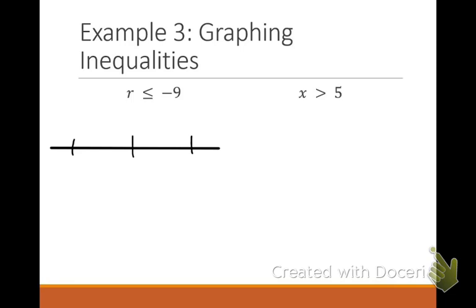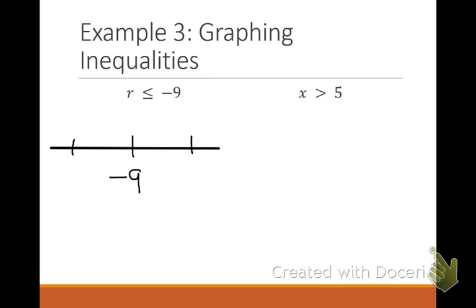Okay, r is less than or equal to negative 9, so negative 9 goes in the middle. All right, so this is the part that sometimes confuses people. Think of negative numbers on the number line. If I'm going in order on the number line, what number would be to the left of negative 9?